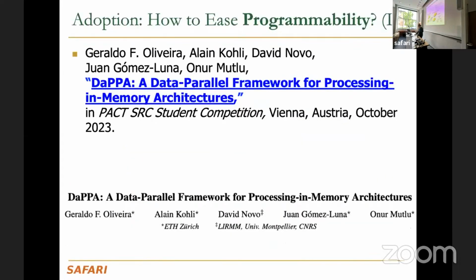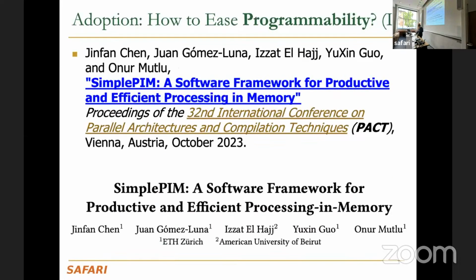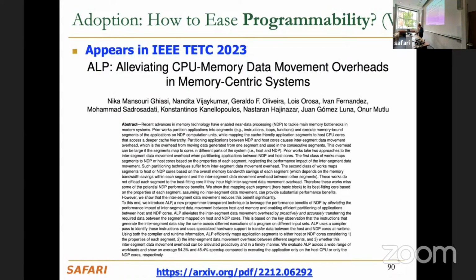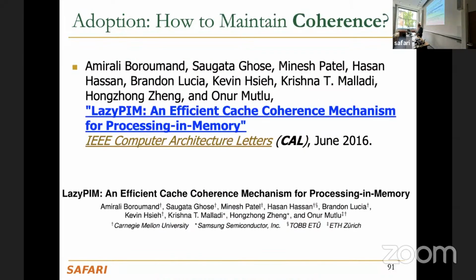Okay, programmability. There's more on programmability that I'm not going to cover. I'm going to mention this later on a little bit. And I think of tools to decide what to execute where as programmability approaches also. They ease programmability. There's also more work. This is Nika's work that shows basically taking into account communication between instructions is important when you're offloading. Okay, let's talk about coherence a little bit.